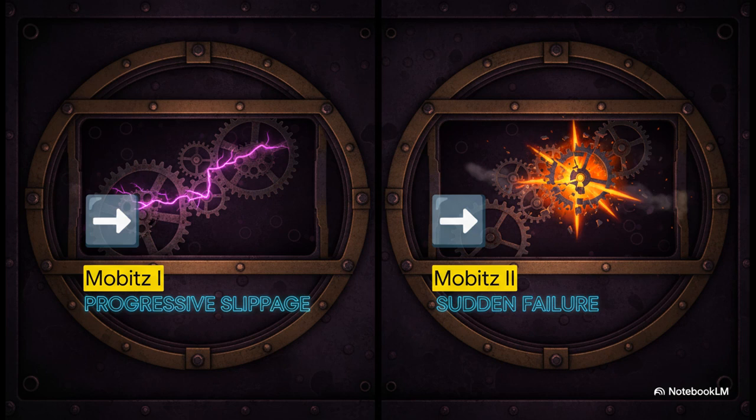Okay, now let's look at AV blocks. These are failures in the engine's timing gears. Think of Mobitz 1 like a gear that slips a little more with each rotation until it finally misses one completely. It's predictable. But Mobitz 2, oh, that's a sudden, catastrophic gear shear. It just drops a beat without any warning at all. And that's why this one is far more dangerous. It can degrade to a complete system stall in an instant.